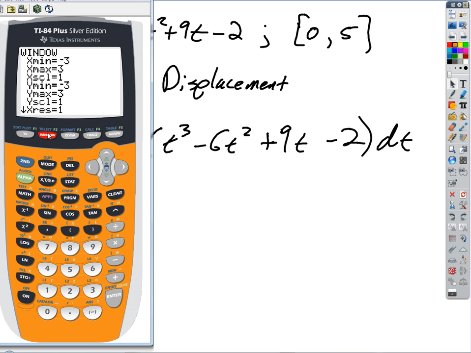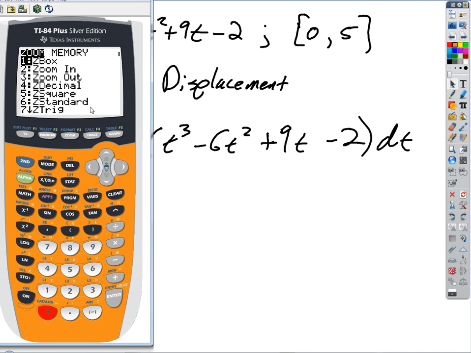What are we going to set the min at? 0. Max? 5. And what I would do is go zoom fit, and let the calculator fit the y-axis, then we'll tweak it if we need to. It'll think for a second, and it looks like we have lots of internal zeros to find, right? We got one there, there, and there. So we need to find those.